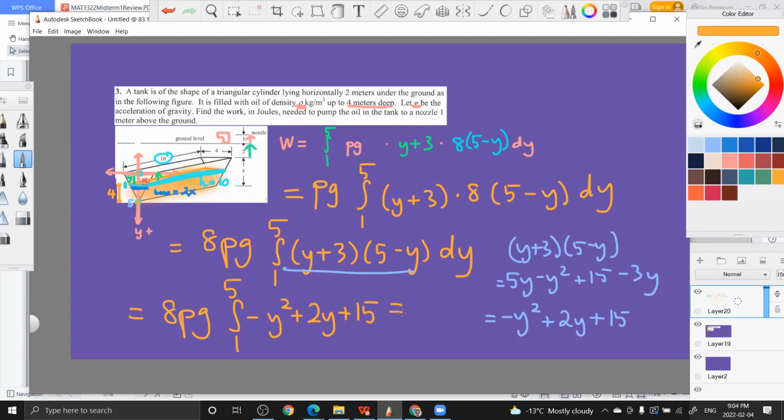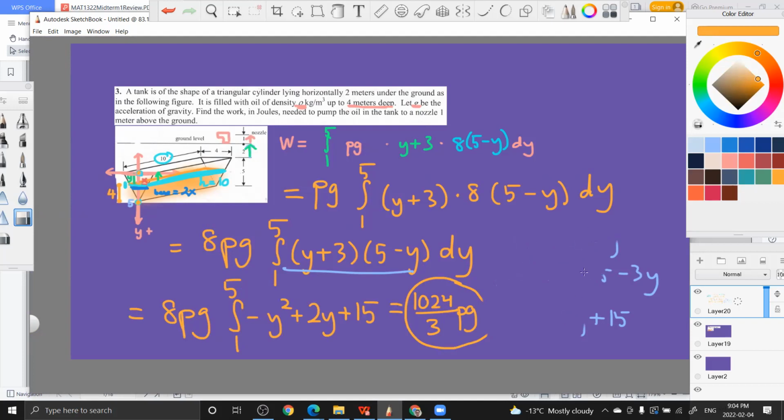And this is pretty easy, so I'm going to give you the answer. That's going to be 1024 over 3 ρg. But this right here is going to be the answer, and on the exam, you can stop here. They won't make you go any further than this. Okay, so that's it for today. Are there any questions?